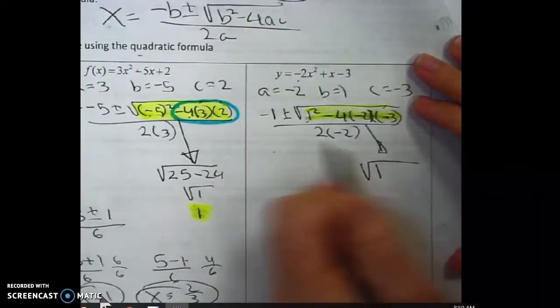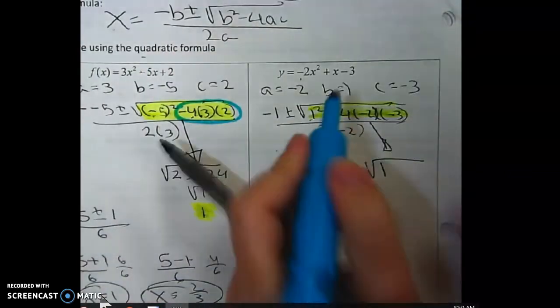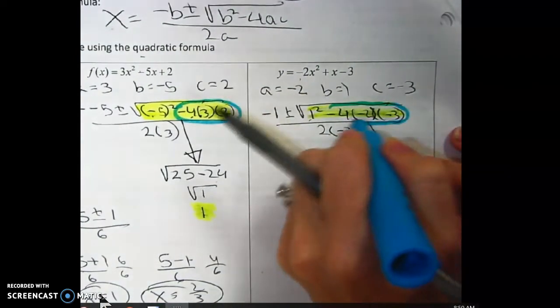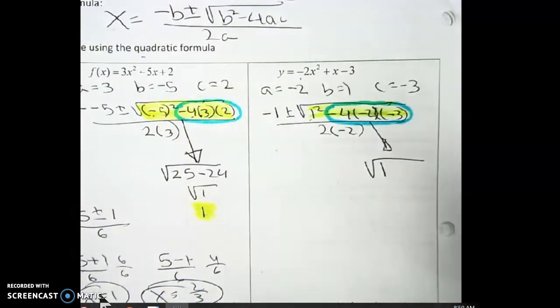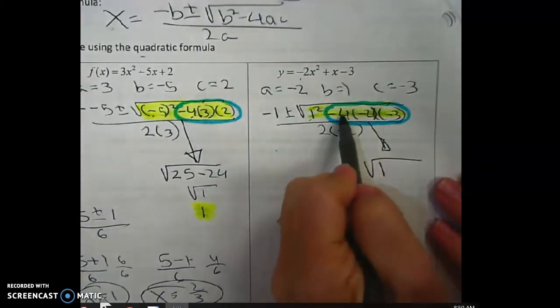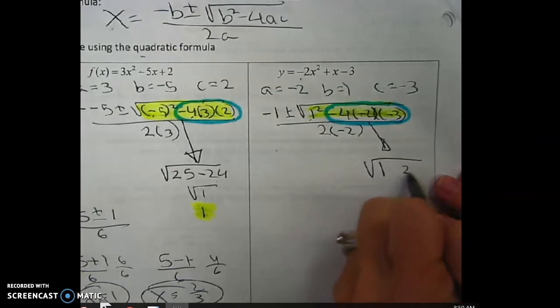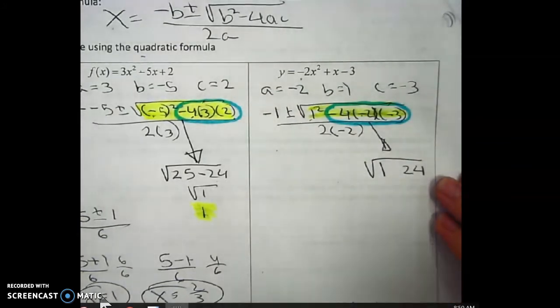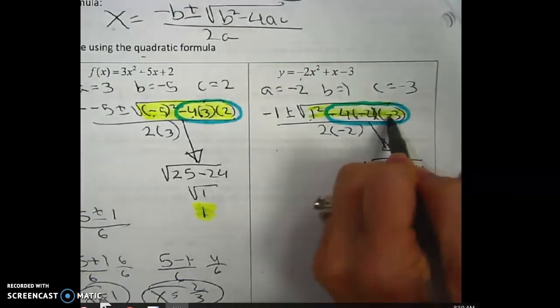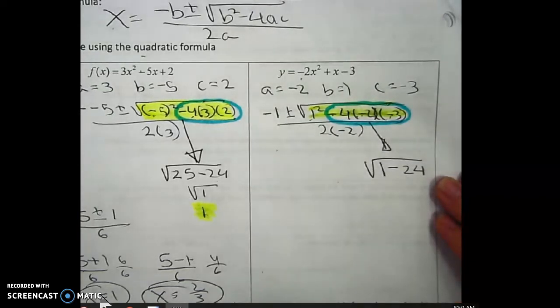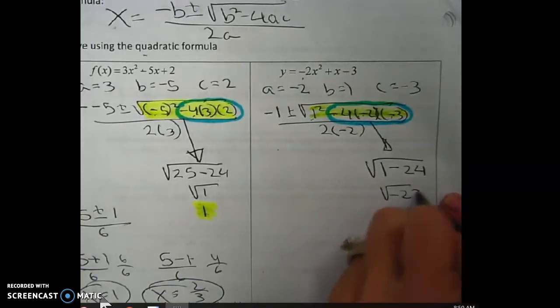1 squared is 1. And then I multiply all of that. Now, I don't know about you. What makes it difficult to me are the negatives. So pretend they're not even there. So 4 times 2 is 8, times 3 is 24. And now a negative and a negative make a positive, but that's a negative. 1 minus 24 is negative 23.